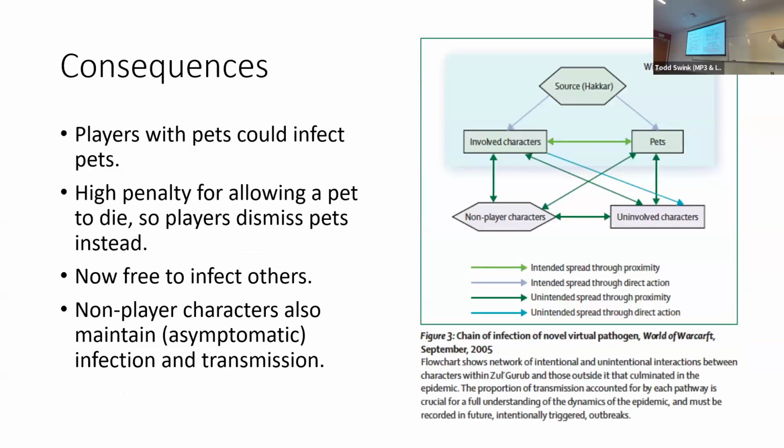What happened was players with pets could infect their pets, but the code didn't ever let the pets recover, so they stayed infectious after the owner died, and they would wander around. Same with non-player characters: if they were infected, they would stay infected, interact with other players and start infecting them. Players that had pets, there's a high penalty if your pet dies, so they would dismiss their pets instead and send this infected pet off into the world. Now it's free to infect others.